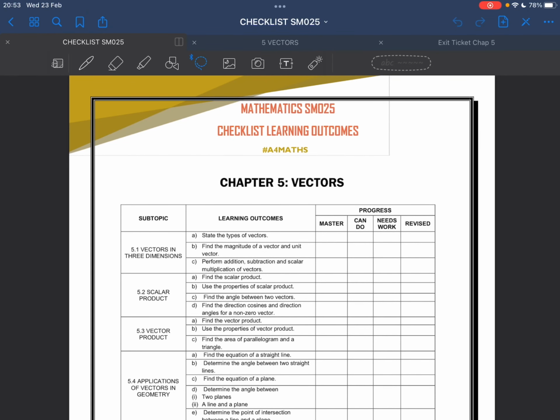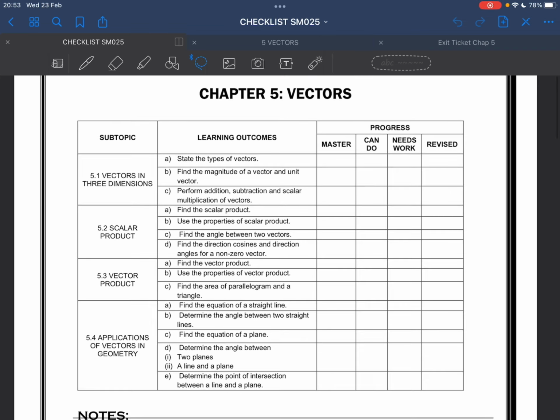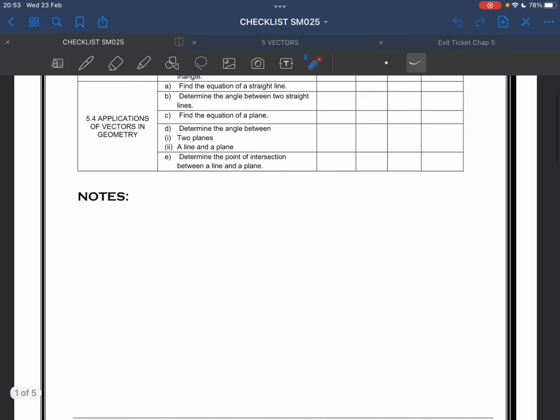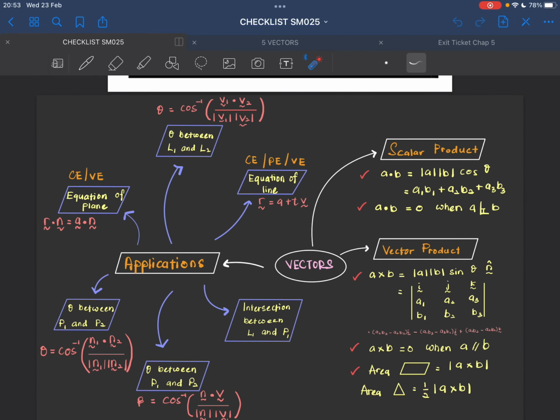So today in this video we are going to start a new chapter, which is chapter 5, vectors. For vectors we have 4 different subtopics, 5.1 until 5.4. For today's video we are going to learn about vectors in 3 dimension. But before that, let's see the summary for chapter 5.